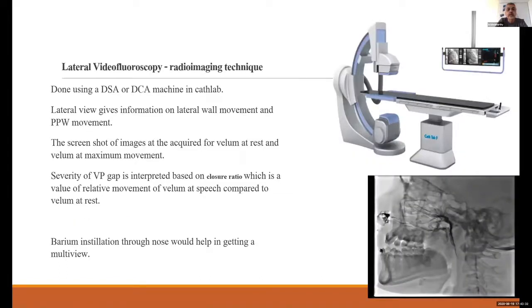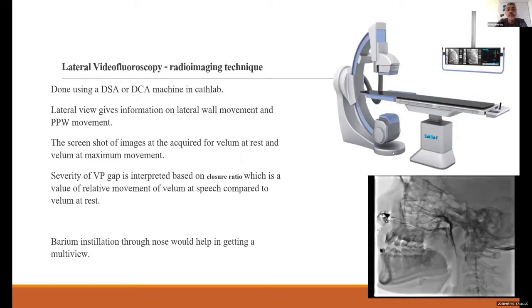So, like it was mentioned by Dr. Reddy earlier, you use either a digital subtraction angiography or a digital imaging machine. Most of us go to a cath lab to do this. And most commonly what we do is a lateral video fluoroscopy. That's what you see on the screen below. This will give movement mainly of the palate and the posterior pharyngeal wall. You will not be able to look at the lateral wall as you saw in the nasoendoscopy. This will be one big difference if you did only lateral video fluoroscopy, that you would see only the movement of the soft palate and the posterior pharyngeal wall.